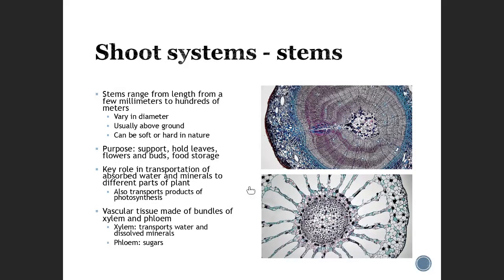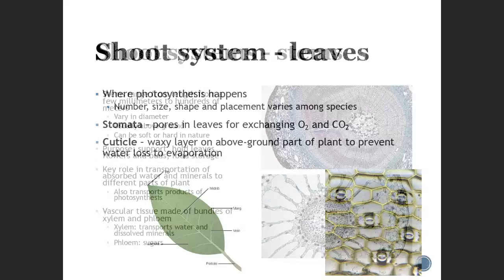So you're going to have this vascular tissue that is going to be part of the stems. If you've heard the terms xylem and phloem, these are different bundles that we're going to use throughout the system to move things. If it's the xylem, you're going to move water and dissolved minerals. And if it's the phloem, it's going to be the movement of sugars.